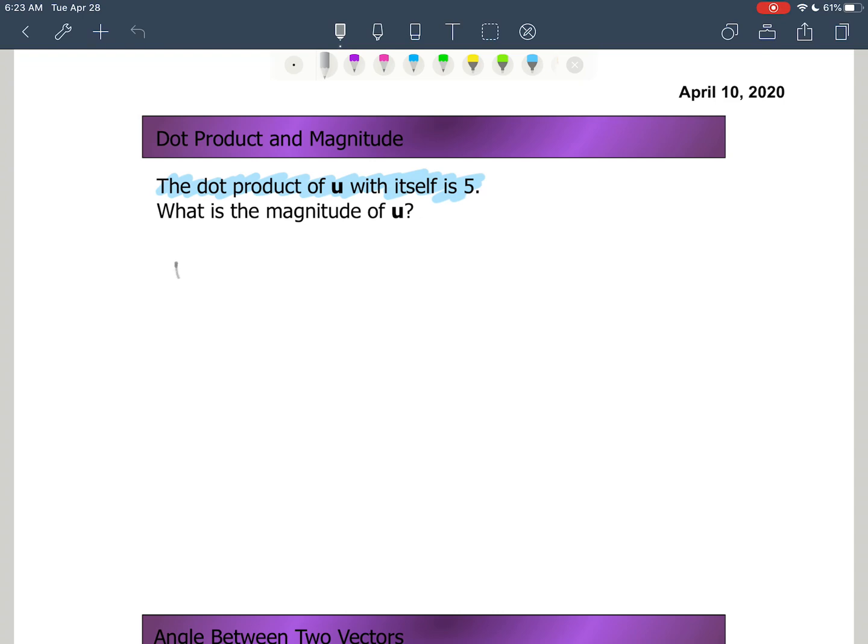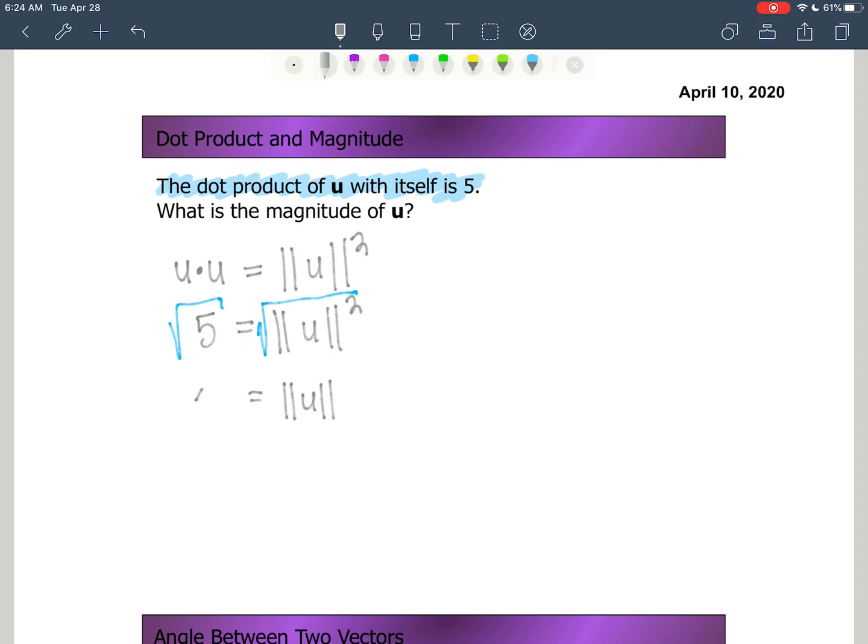So the dot product of u with itself looks like that. And then from property number 4, that's equal to the magnitude squared. Well, if the dot product of u with itself is 5, I can put a 5 in there, and that's equal to the magnitude squared. If I want to find the magnitude, I square root both sides, and magnitude is always positive. So the magnitude of u is equal to the square root of 5.